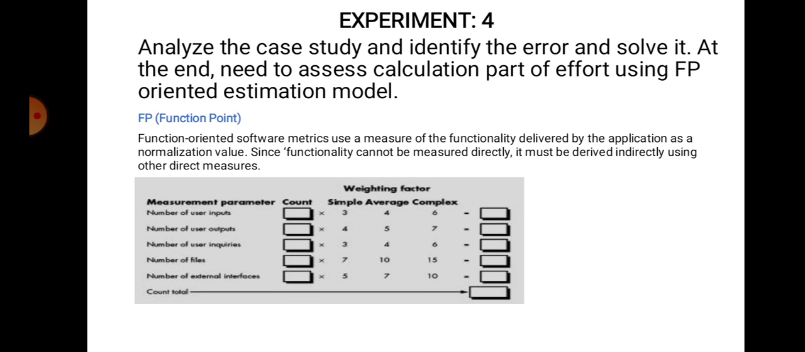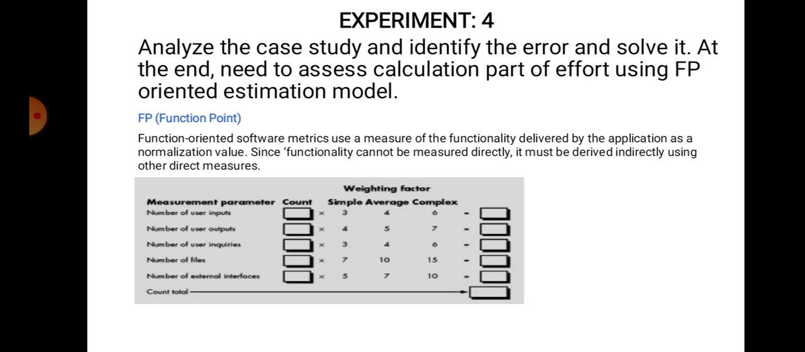If we want to find the function point, first of all we need to understand what the function point is, and how we can measure the functionality of a particular application. So FP is useful. Function oriented software metrics use a measure of functionality delivered by the application as a normalization value. Since functionality cannot be measured directly, it must be derived indirectly using other direct measures.